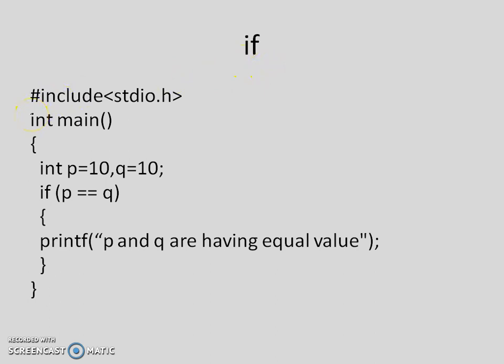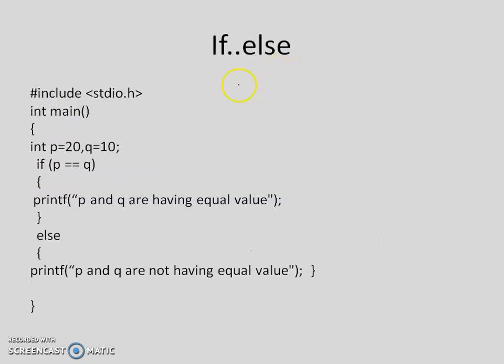In if, suppose we are comparing if p equals to q, and it is already assigned int p equals to 10, q equals to 10. After executing this statement, p equals to q, yes it is, so it will display printf p and q are having equal values. This is the basic structure of a C program, you must be knowing about it. This is the start of a program: include stdio.h. Then the main function starts, and this is the body of the main program. Then comes if else.